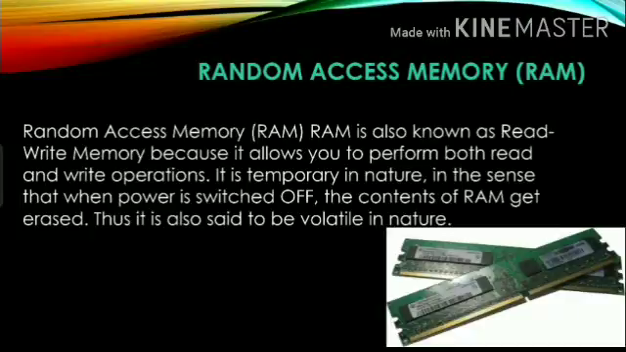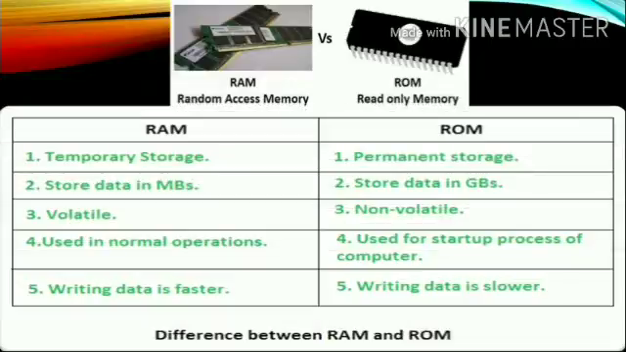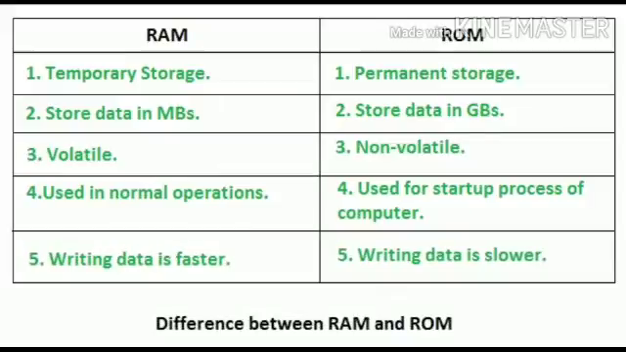In previous lecture, we have discussed about ROM. Let's compare RAM with ROM. As mentioned, RAM is temporary storage, ROM is permanent. RAM stores data in MBs, ROM stores data in GBs. RAM is volatile and ROM is non-volatile. RAM is used for normal operation while ROM is used for processing of computer. RAM writes data faster than ROM.